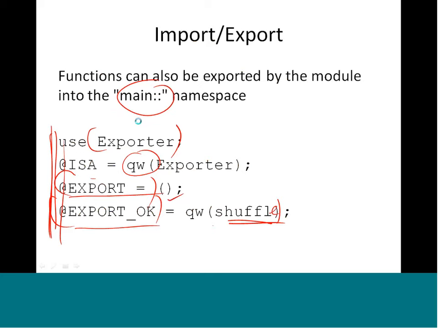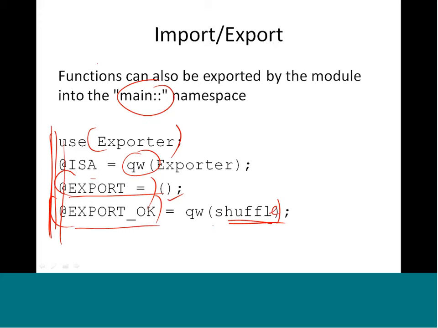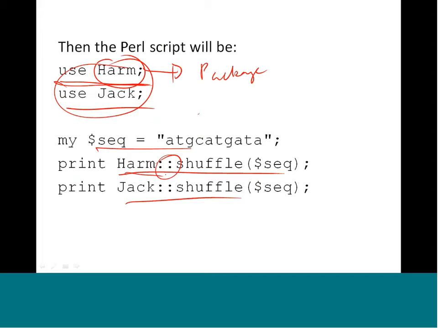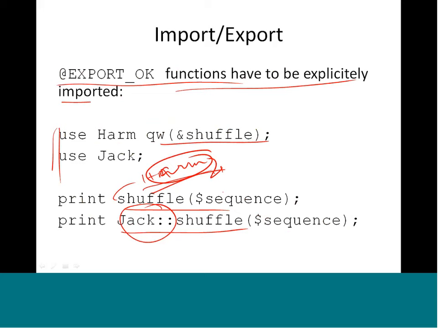So another way to do it is to export it. This is a simple export, where we use harm and jack, but you can also give it the main context, or you can export into the main namespace, so that we can avoid typing the package name followed by colon colon every time. It will have a name in the main's context. To do that, we use an exporter. We specify use exporter, and then we specify these commands. Essentially, we say export OK is shuffle.